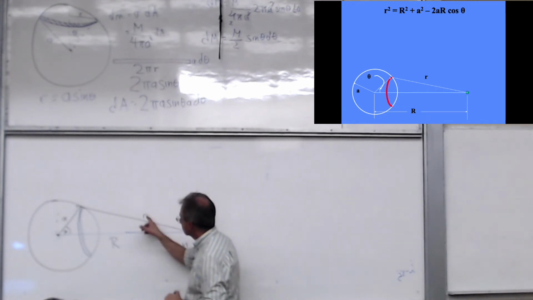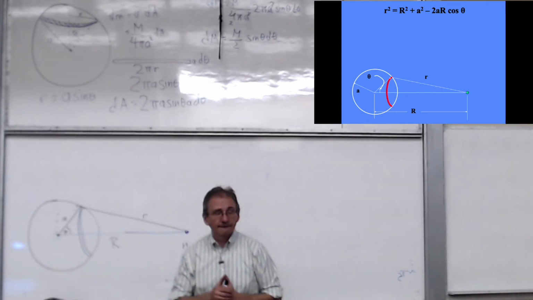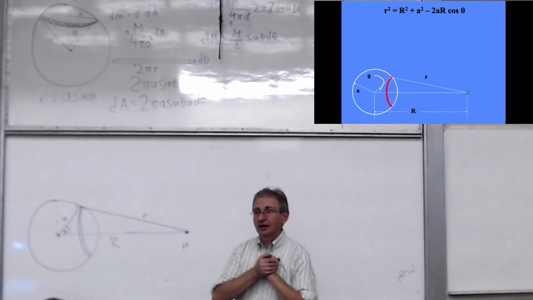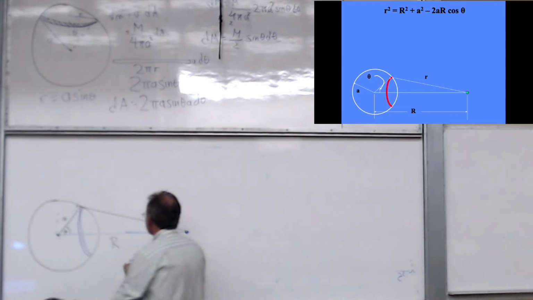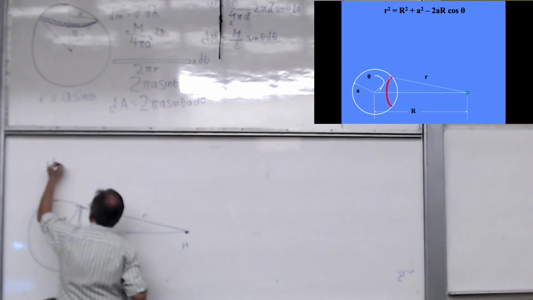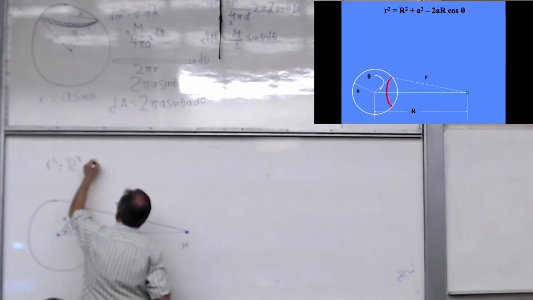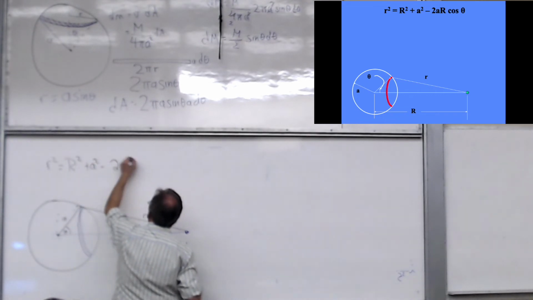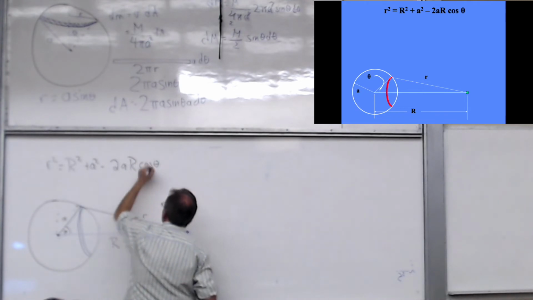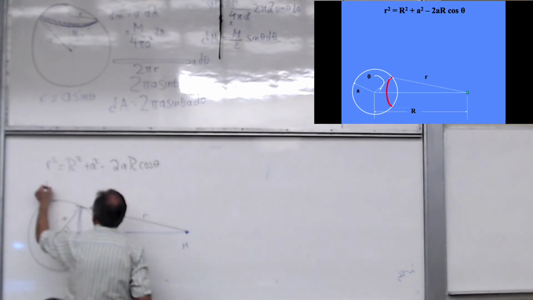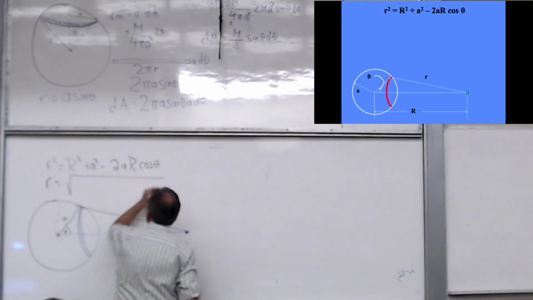How am I going to write this little r? Not the law of sines. Law of cosines. r squared, or little r squared, is big R squared plus A squared minus 2 A big R cosine theta. So that means r is the square root of this thing.